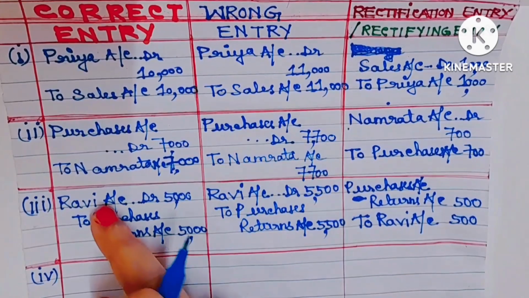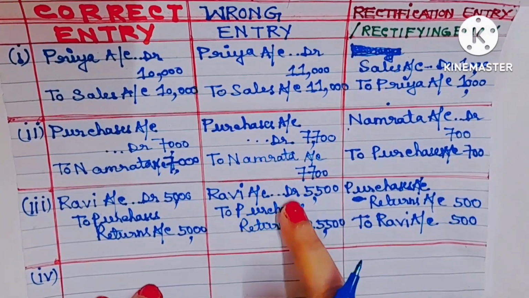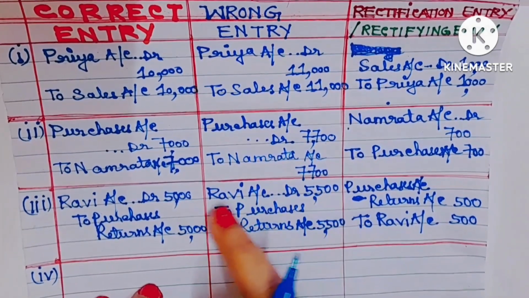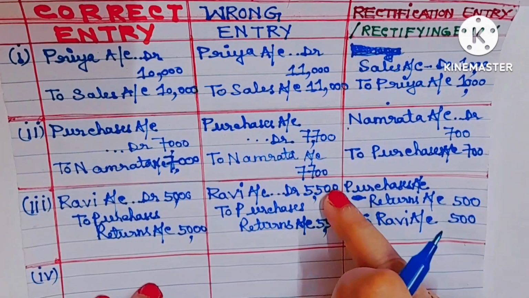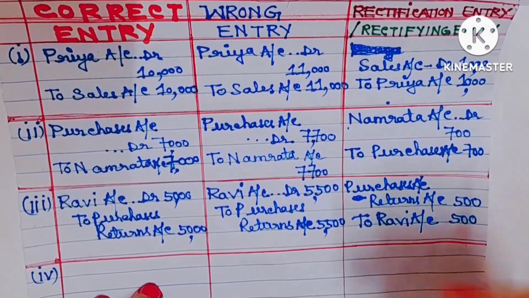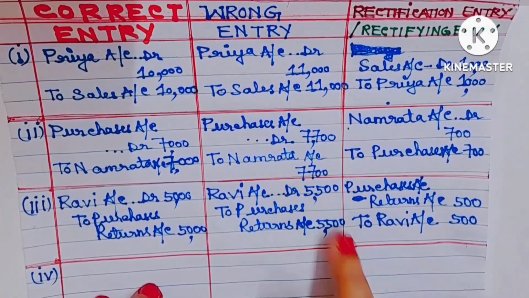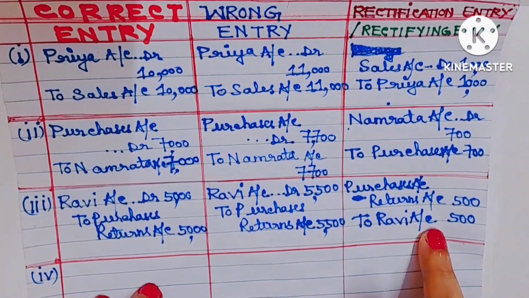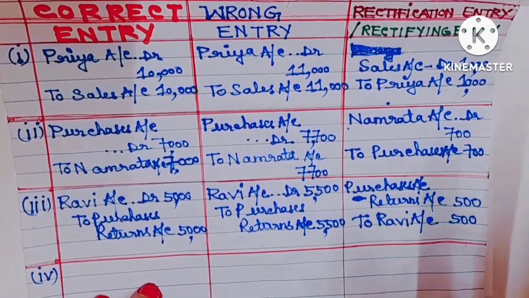See, in the correct entry, Ravi account debit 5,000. In the wrong account, Ravi account debit 5,500. So the journal entry is correct. Only the amounts are wrong. So rupees 500 has been recorded more. So we have to decrease rupees 500. How to do it? Just reverse Ravi account. Instead of debit, write to Ravi account on the credit side with the differential amount, that is 500, and the wrong entry will be rectified.